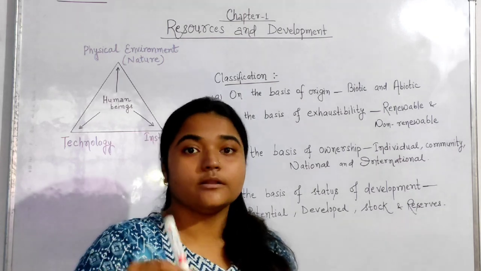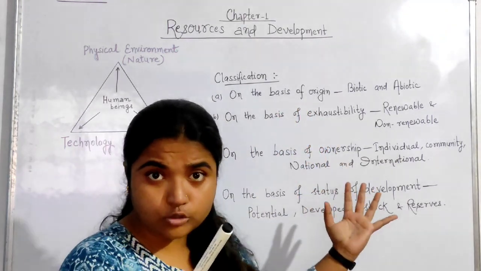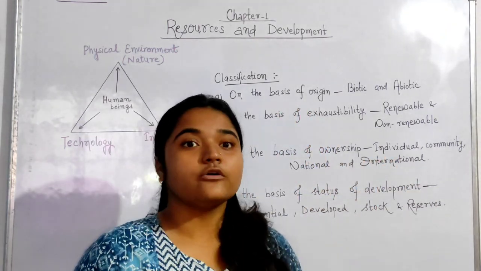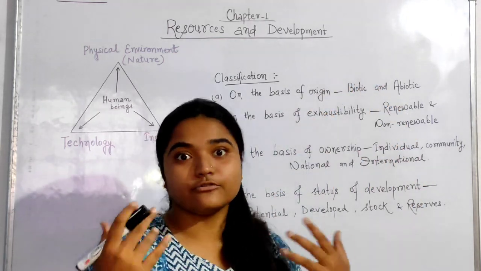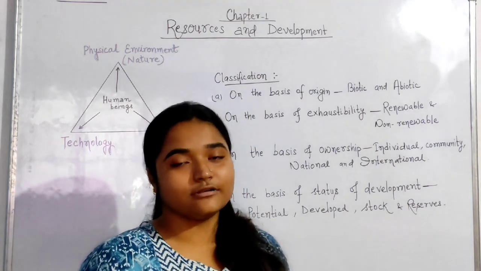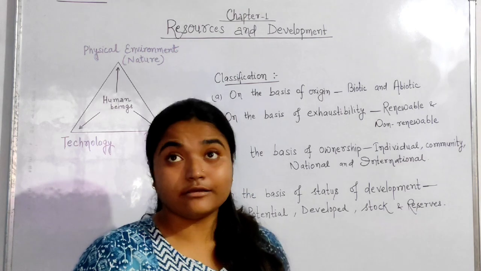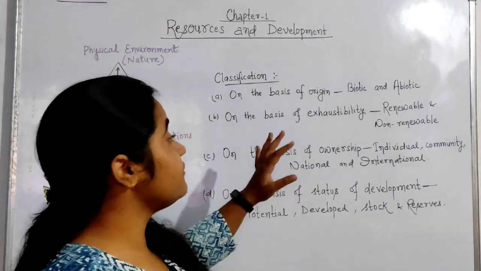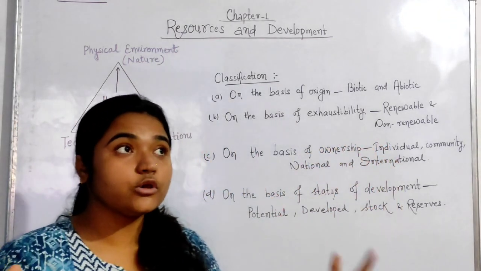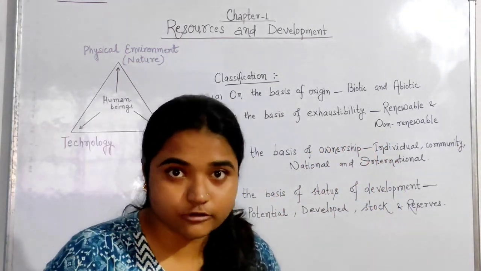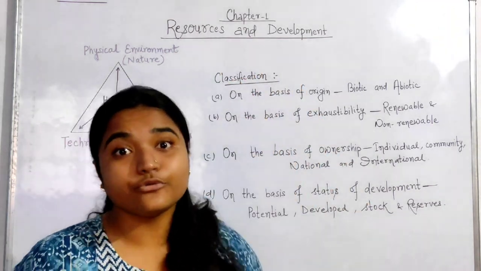For example, this marker, I will be using it. I need it for writing on the blackboard or whiteboard, whatever. This blackboard is also a kind of resource because I need it. Air, I obviously need it. No one can survive without air, obviously. Water, it is needed. So whatever the things we are looking around which are useful for us and we need them, that is simply called a resource.